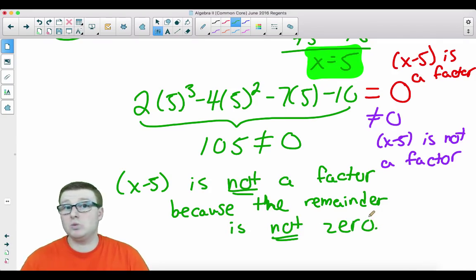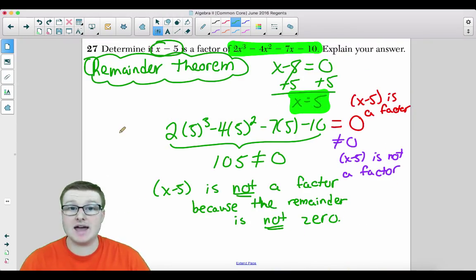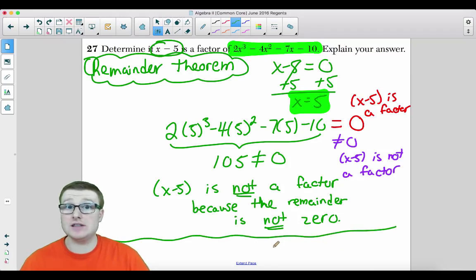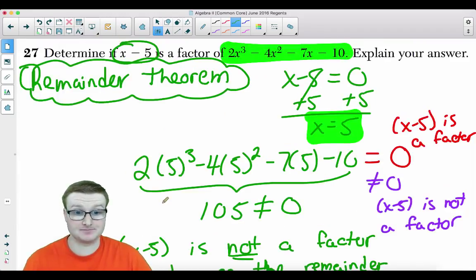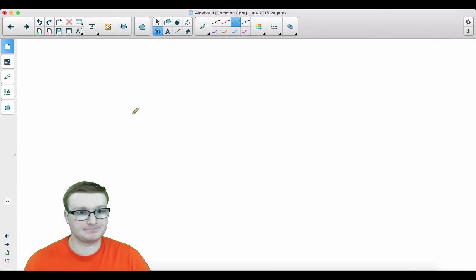Okay? That's one way you do it. That's called the remainder theorem. Honestly, not too bad. I'm going to show you the different way. You could actually use synthetic division to get this question right. Okay? So let's go ahead and use some synthetic division.